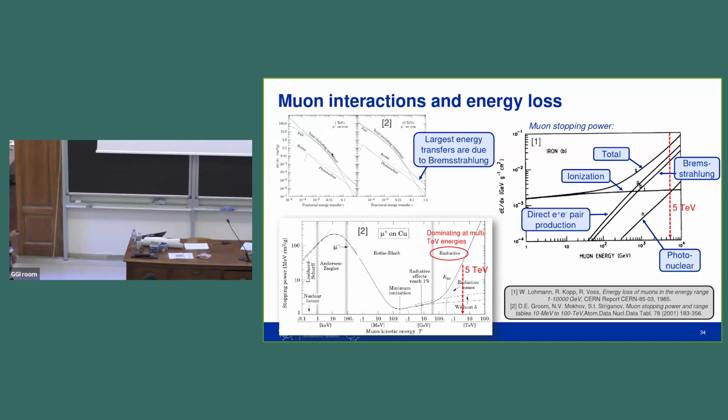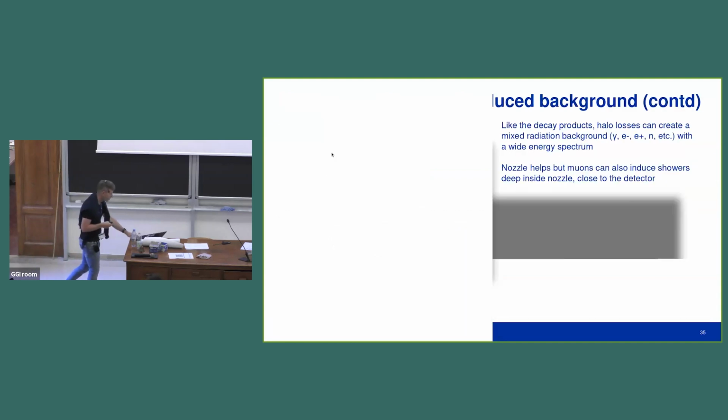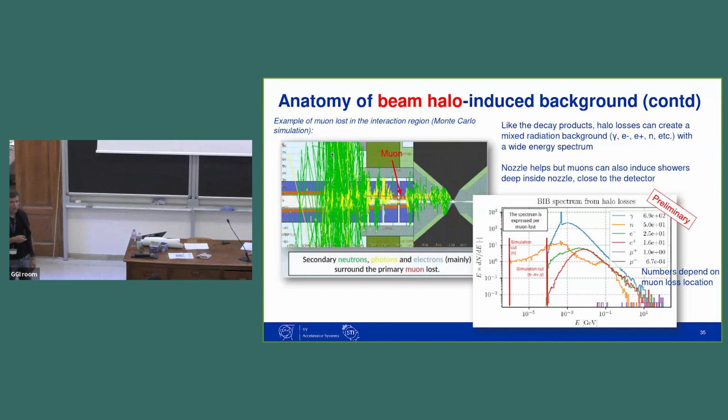And just to say that the energy which can be transferred to the Bremsstrahlung photons or to the electron-positron pair produced is not the same because there are different contributions here. For example, a large energy transfer to a secondary particle is rather likely because of Bremsstrahlung. And then here you can even lose a significant fraction of the muon energy and you produce an energetic shower. So just to show you one picture simulated by Daniele. This is one muon halo loss on the aperture. And you can see on the way it produces a lot of showers.